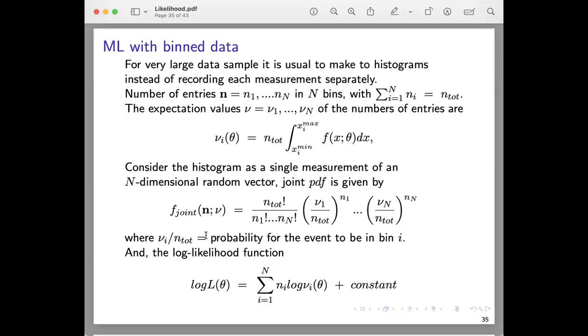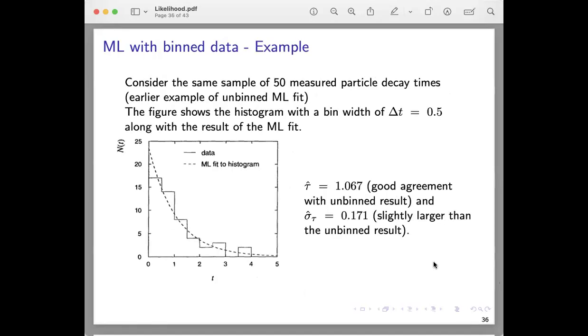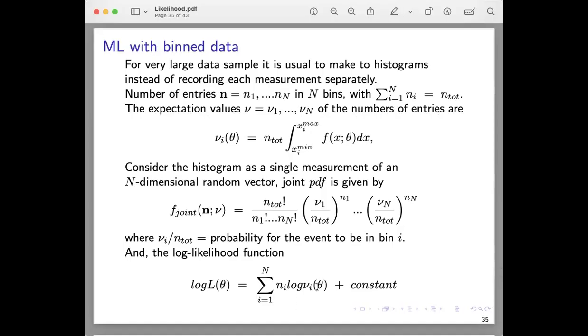And then you can write the log likelihood function, which is given by this plus some constant. Now you can see that this will be ni times log μi. Now, given this log likelihood function, you can perform the fit to the histogram and get the parameters θ and μ.